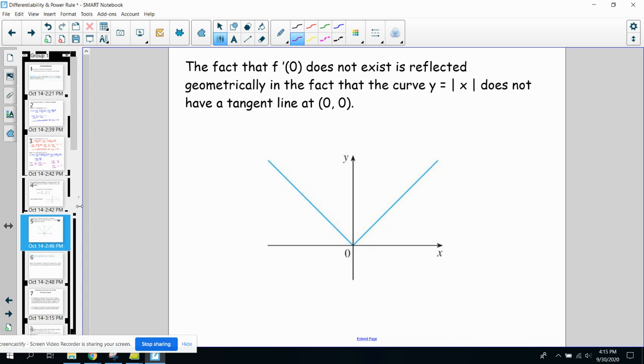So the fact that f prime of 0 does not exist is reflected geometrically in the fact that the curve y equals absolute value of x does not have a tangent line at (0, 0). So when you're at (0, 0), the slope from the right and the slope from the left are different. If we look, we can see that here we have a negative slope, here we have a positive slope. When they're approaching the same point of 0, they don't have the same slope, they're completely different signs. And there is no horizontal tangent line here because it's forming a point. It's not like a flat piece. So overall, this is not going to be differentiable.